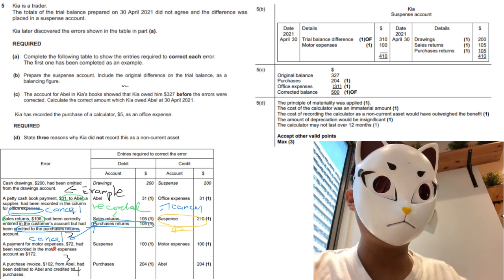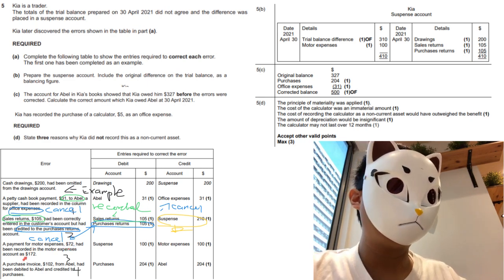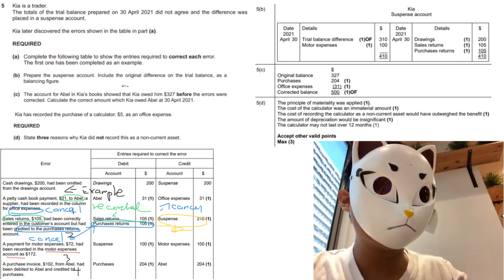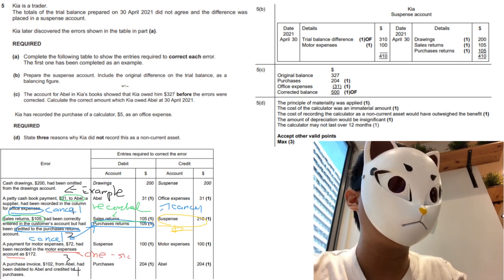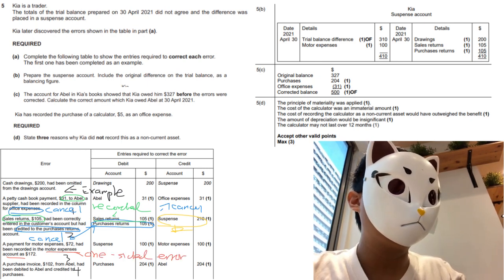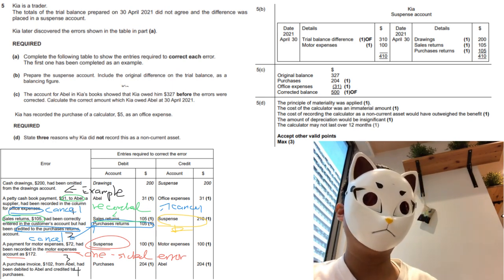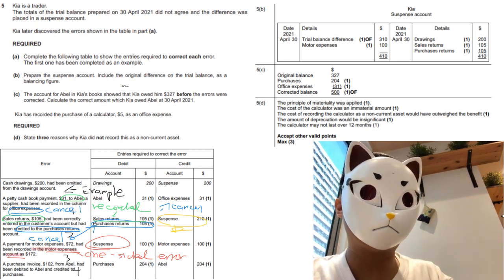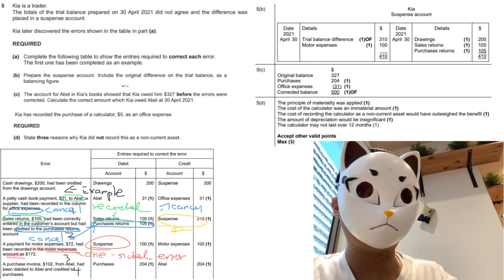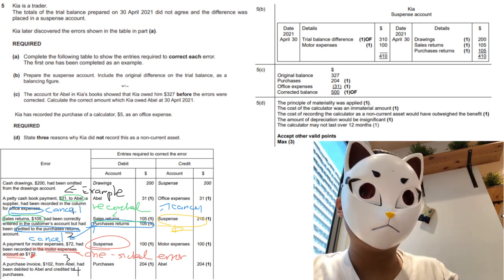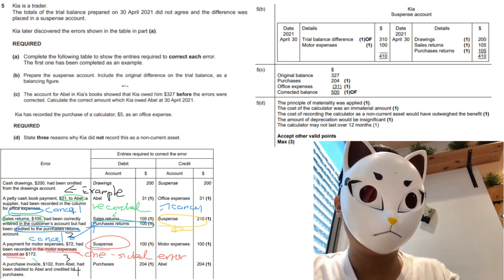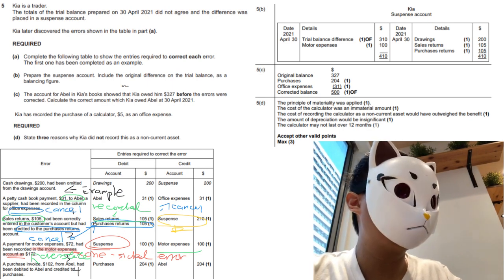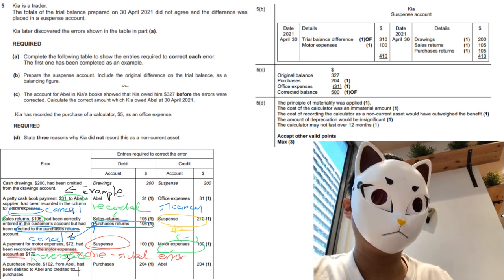Error 3: a payment of $72 has been recorded as 172 in one side account. It's a one side error, so you have to pay attention. It's not about the cash book, but the suspense account. You have to pay attention carefully. This one is called a one side error. And next, this one has been overstated, so we have to deduct it. We have to deduct it by doing the credit.